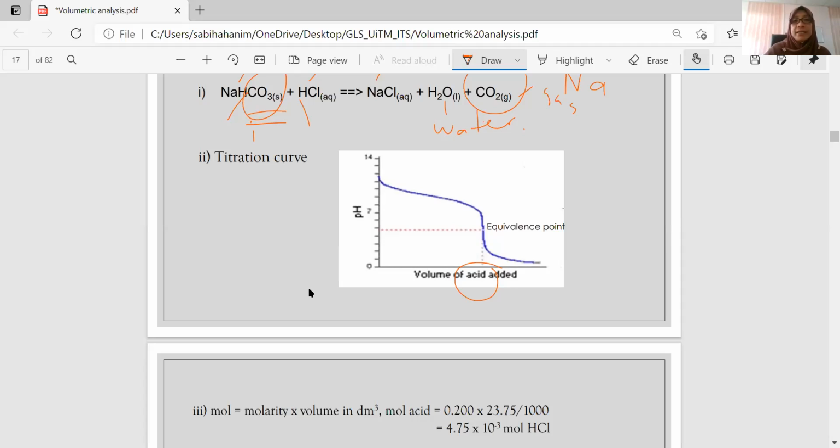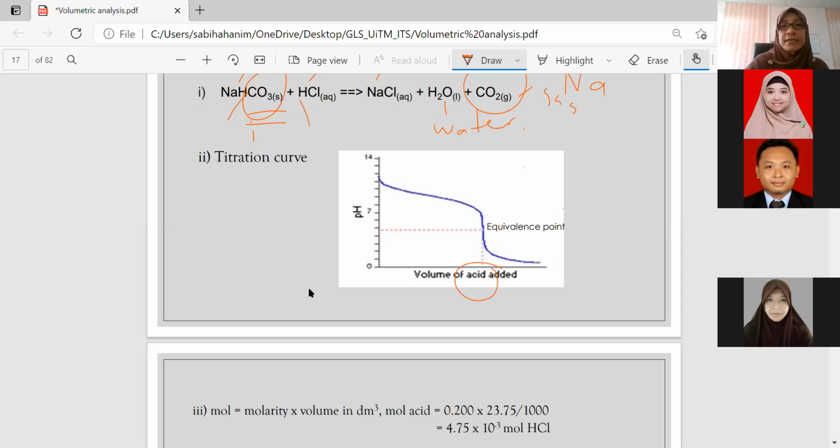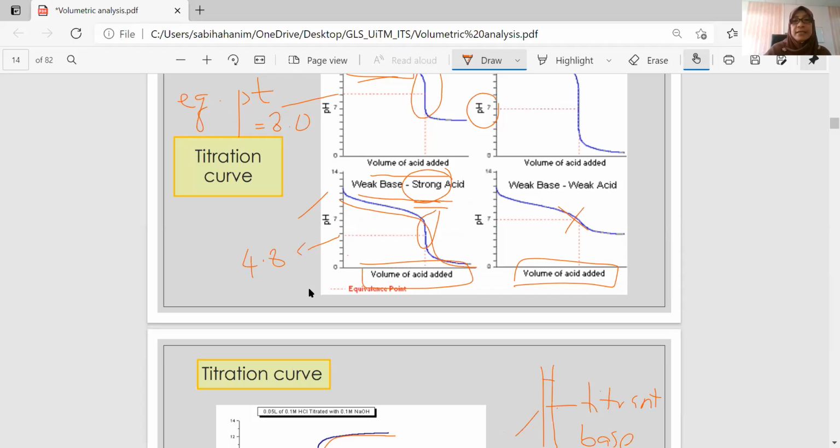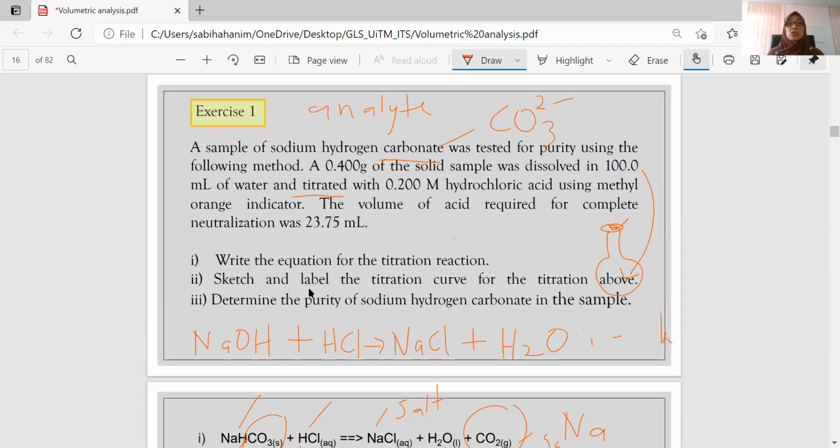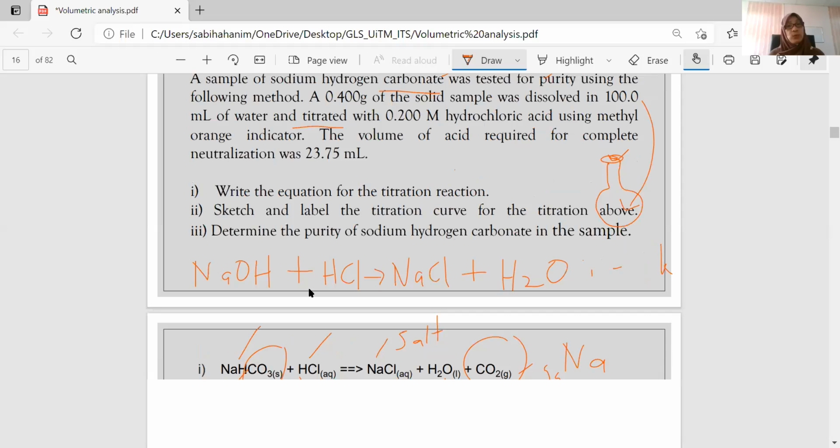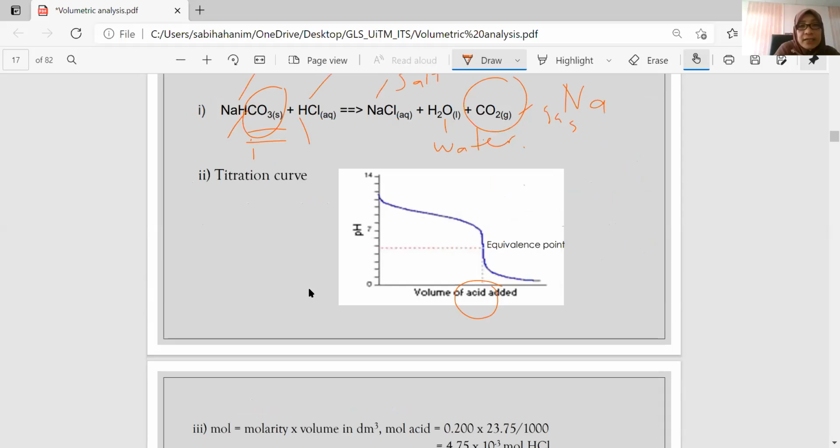In this case, if you still remember, we have to divide the titration types, for example, weak acid with strong base. If you look here, the equivalence point is less than 7. So we can see that this is the strong acid, and because we have the sodium hydrogen carbonate, this is the weak base. So the titration is strong acid and weak base, so that we can plot the titration curve.